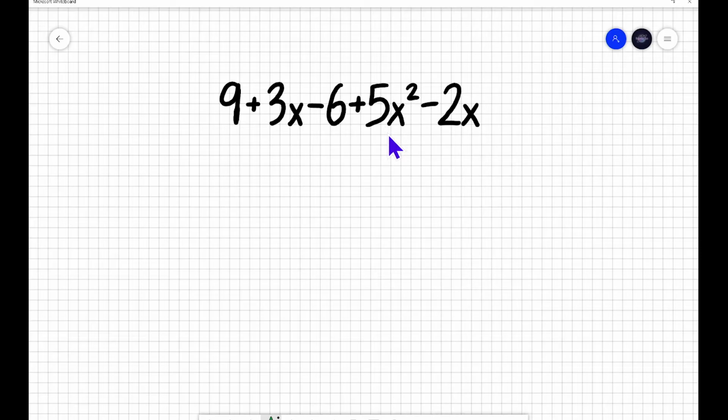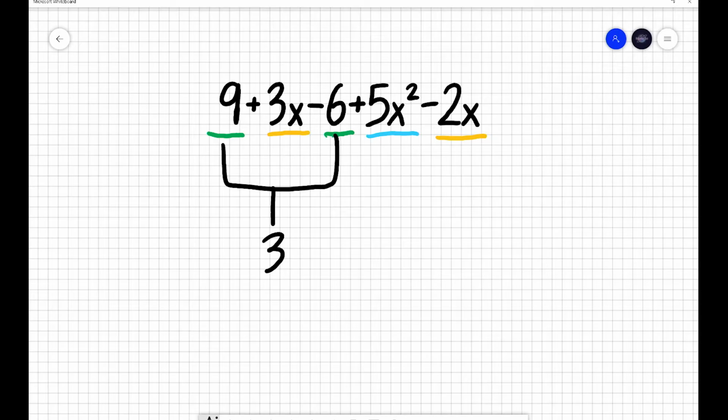But in this case, we have two constants, which are 9 and 6. We have two x to the first power values, which are 3x and 2x. And we only have one x squared value, which is 5x squared. So you would combine these. 9 minus 6 is 3. 3x minus 2x, which is the same thing as 3 minus 2, is equal to x.